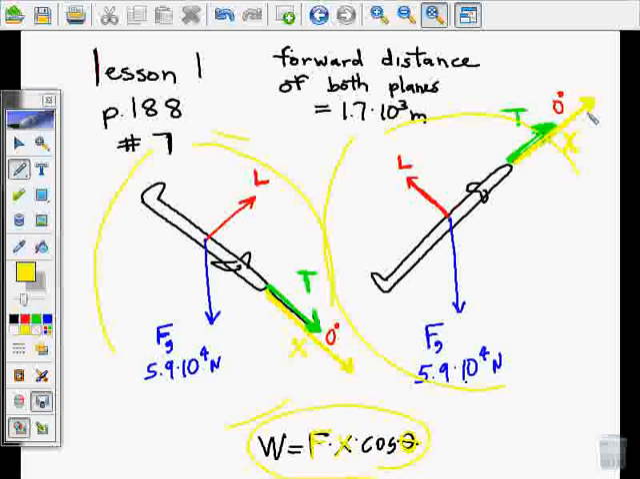So, is the thrust force going to contribute to a difference in work done? No, because the thrust force is doing the same amount of work. Why is it? Well, because the thrust force is the same on both planes. The forward distance is the same on both planes. And the theta for the thrust force is 0 for both planes.